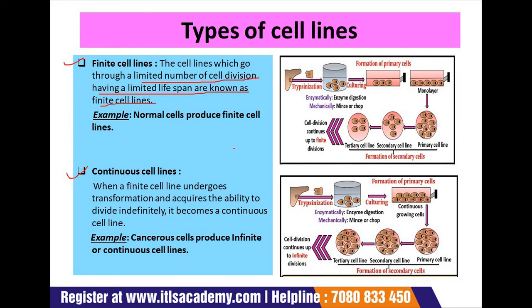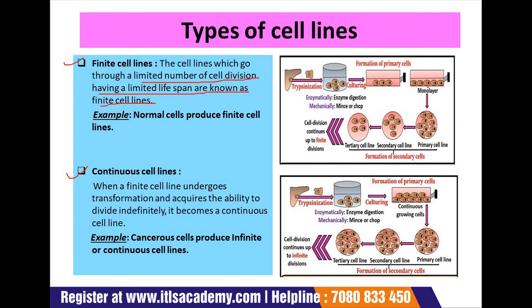These cells pass several times and then lose their ability to proliferate, which is genetically determined, known as senescence. Cell lines derived from primary culture or normal cells are finite cell lines. You can see in this picture the tissue sample, and after trypsinization it starts culturing and the formation of primary cell culture starts here.